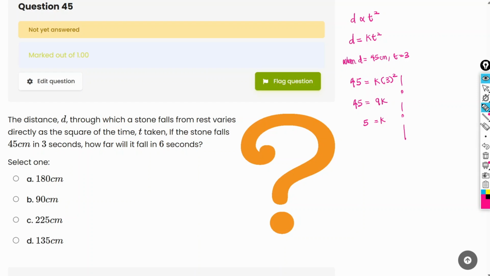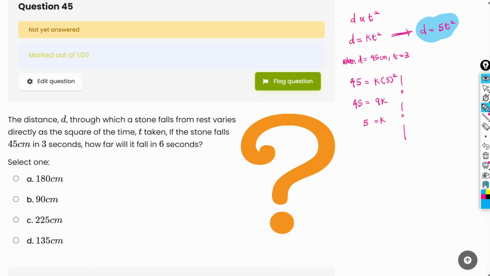That means that the actual relationship I need is d is equal to 5t squared. So you must go back in and substitute your value for k to get the actual relationship. This is most important because once you have this, you can use it to solve for anything that you're asked to find. Okay, so let's do just that quickly.